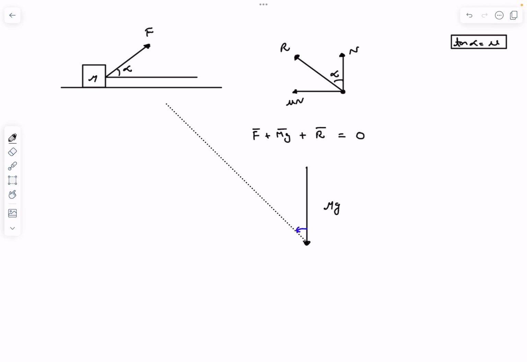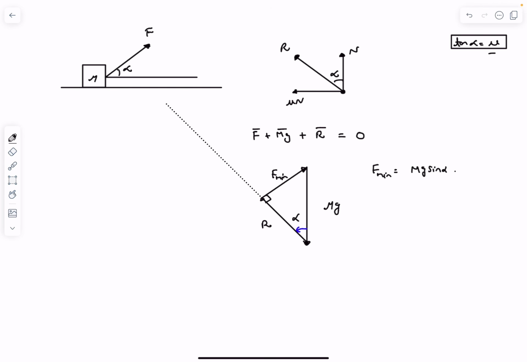So if I have to connect this point to some point on the dotted line, the minimum length will occur when this line is perpendicular to the dotted line. So the length of this particular side will give us the minimum force that we need. And this angle, we know it is alpha. So from the vector triangle, we can easily see F minimum is mg sin alpha.